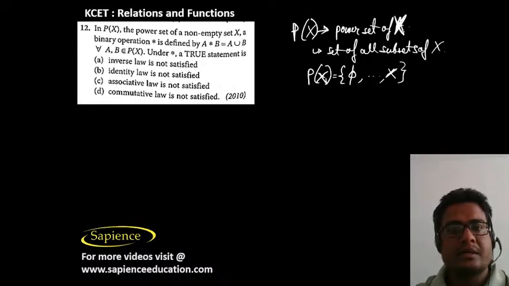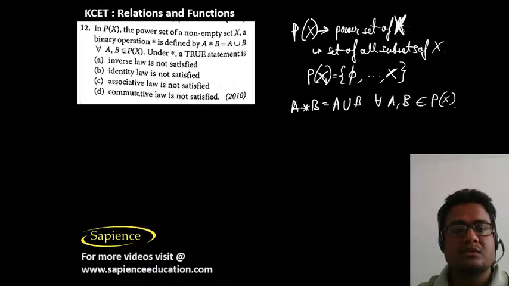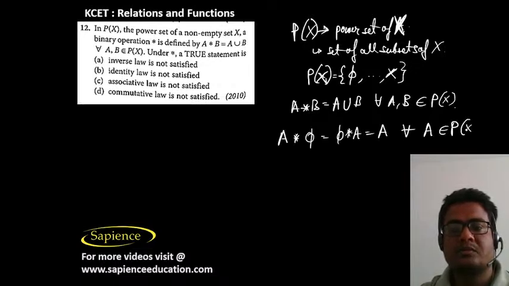So here a binary operation star is defined on the power set of X, where A star B, A and B being two sets, equals A union B, for all A and B belonging to the power set of X. Under the binary operation star, which statement is true: inverse law is not satisfied, identity law is not satisfied, but identity law will be satisfied since A star phi equals phi star A equals A for all sets A belonging to the power set of X.